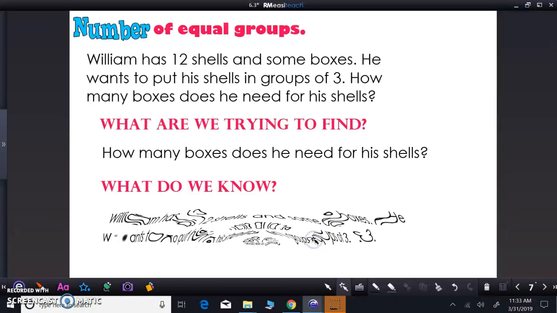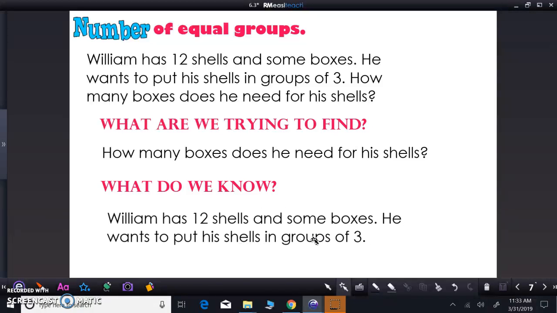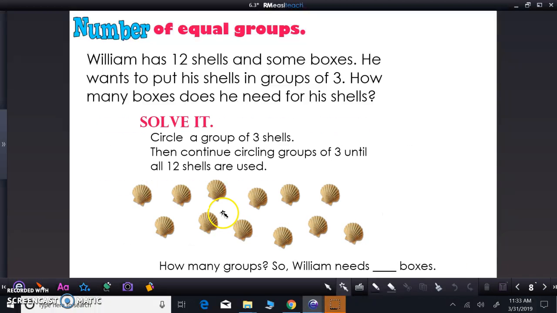The information that we already know is that William has 12 total shells and some boxes. He wants to put his shells into groups of 3. Our goal is to find out how many boxes William needs to use all 12 of his shells in equal groups of 3.